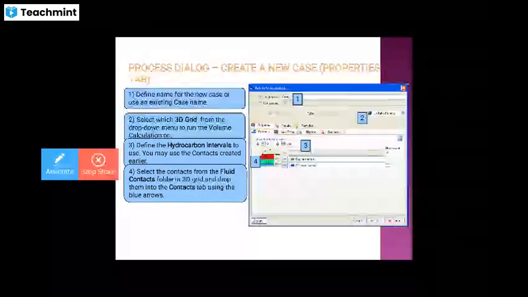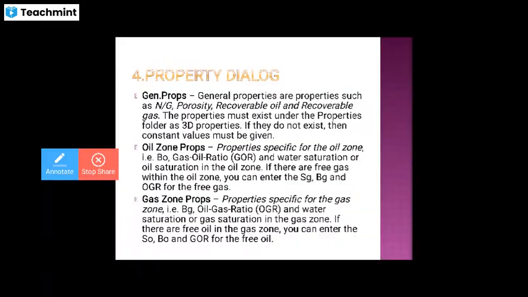Then the property dialog. So here general properties and oil zone properties, then gas zone properties. General properties are properties such as net, gross and porosity, recoverable in oil and gas, and then oil zone properties specific for the oil zone. So oil gas ratio, water saturation or oil saturation in the zone. If there is free gas within the zone, you can enter SG and BG and oil gas ratio for the free gas.